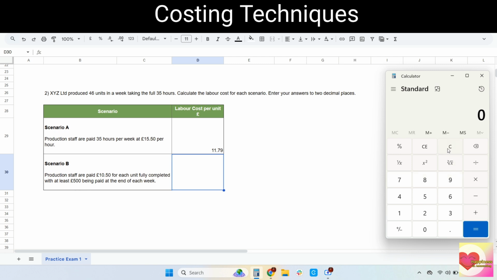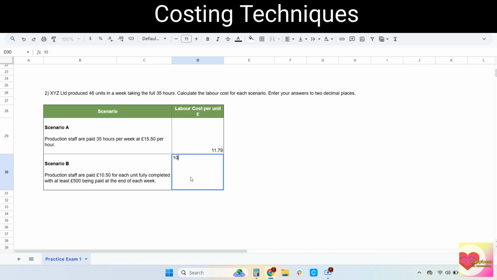So let's divide £500 by the number of units, which is 46, then round it off to 2 decimal places, and we got £10.87. So this is our labor cost per unit.